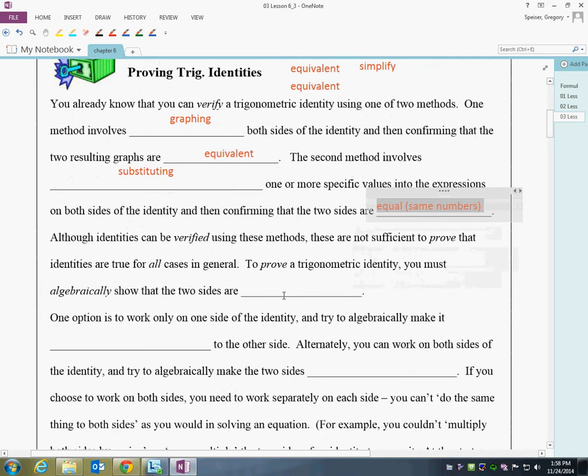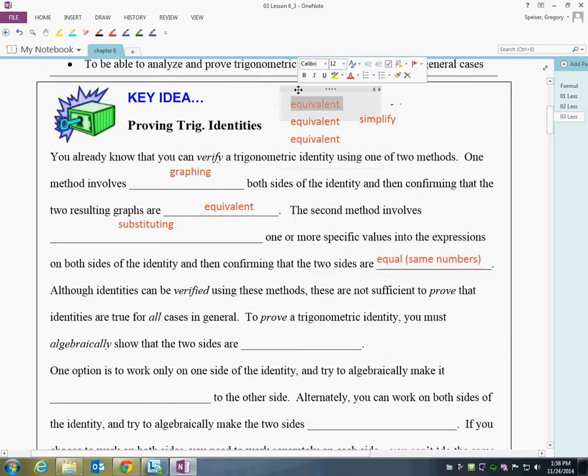Although identities can be verified using these methods, they are not sufficient to prove that identities are true for all cases in general. To prove a trig identity, you must algebraically show that the 2 sides are, we'll use one of our many versions of equivalent here.